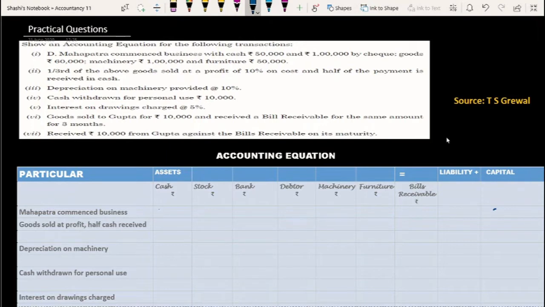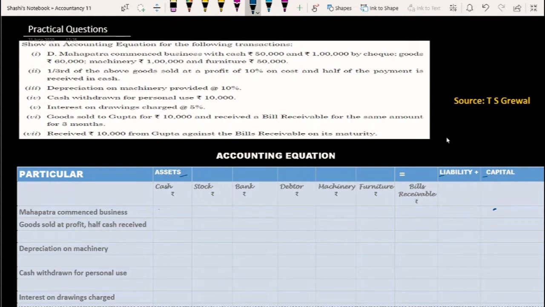Here the format of the accounting equation is given, where you will start with the particular or transaction as the first column. Assets equals liabilities plus capital. So this is your accounting equation, and all these assets I have written earlier only. So you have to read the question carefully, and then you have to see how many assets are given here, so that you can draw the columns accordingly. And then there is liability plus capital. Again, if there is any bifurcation in liabilities, the same way you have to draw the columns for the liabilities also.